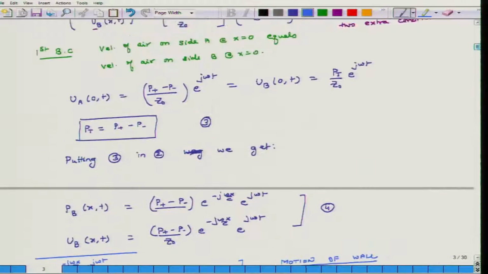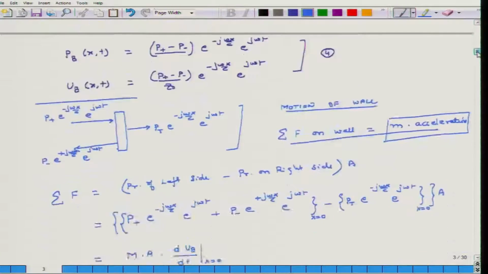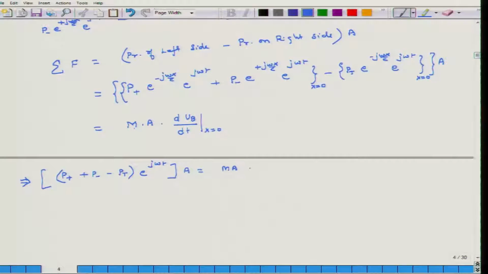UB, we use this relation. UB is Pt divided by Z naught into e to the power of minus j omega x over c, times e to the j omega t. But then I have to differentiate it, and for differentiating I did not leave a lot of space. So, I am going to erase it and rewrite it.